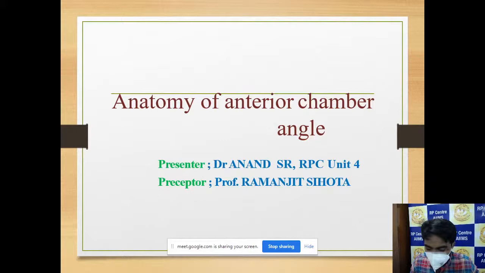Very good evening, one and all. Today's topic is anatomy of the anterior chamber angle. I am discussing the anatomy of the anterior chamber angle, the different methods of examination, and their clinical significance.